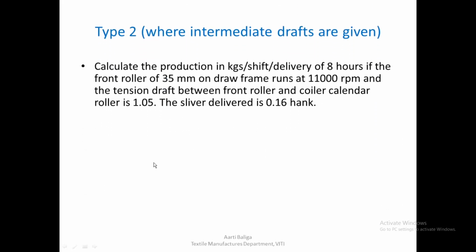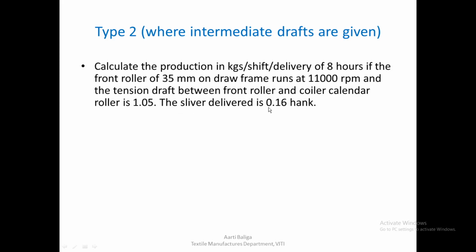So now we come to the type 2 of the production problems, where we have been given the intermediate draft. Let us see if we get this kind of a problem, how do we solve it. Calculate the production in kgs per shift per delivery of 8 hours. If the front roller of 35 mm on a draw frame runs at 11,000 rpm, the similar figures I have taken on purpose so that it becomes easier to calculate, and the tension draft between the front roller and the coiler calendar roller is 1.05.